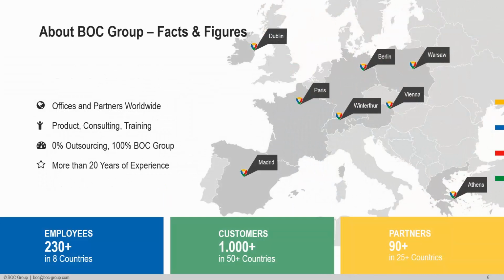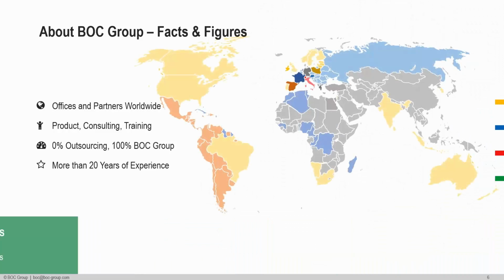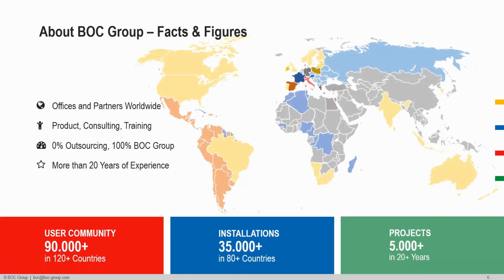Beforehand, I'd like to give you a brief overview of the activities of the BOC Group. The BOC Group was founded in 1995 as a spin-off of the University of Vienna, and today has more than 230 employees in 8 different countries. We sell our products, implementation projects, and consulting services in more than 50 countries, building on the support of a very strong partner network. We are particularly proud that nearly 100,000 active users of our free community editions have registered worldwide. With this proliferation and experience of more than 20 years in IT-based management domains, we now have more than 35,000 installations of our commercial software products in companies all around the world.